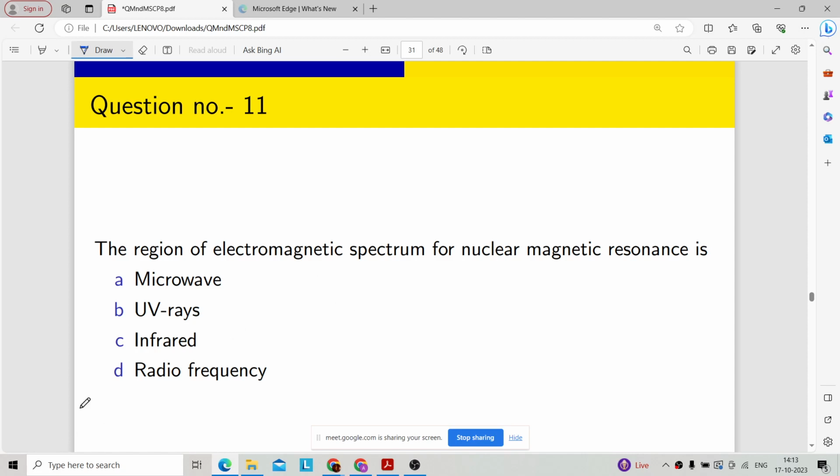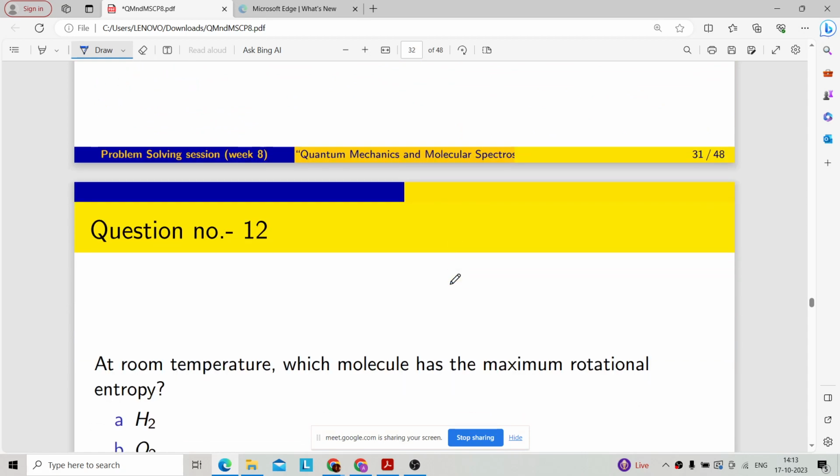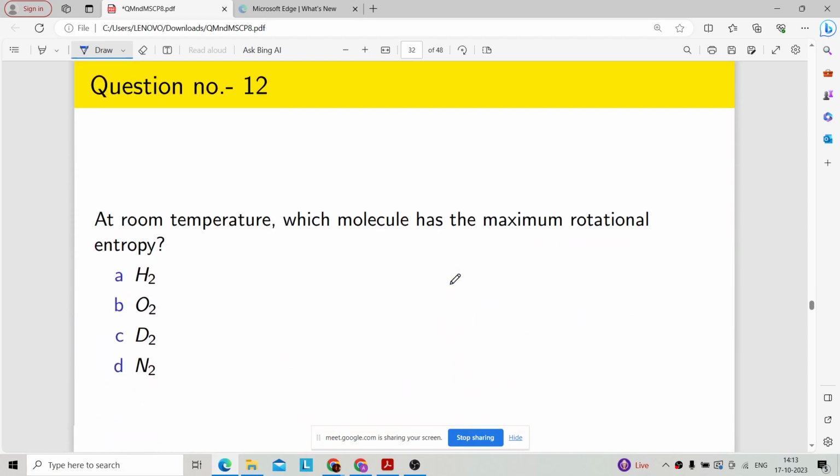Okay, the correct answer will be D, because the frequency needed for nuclear magnetic resonance matches with the radio frequency. The frequency is very low. That's why radio frequency is required for nuclear magnetic resonance. Okay, then moving on to the next question. At room temperature, which molecule has the maximum rotational entropy?